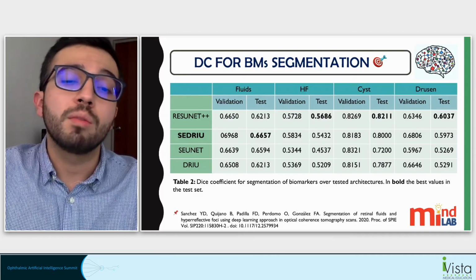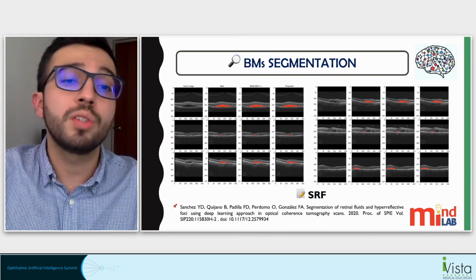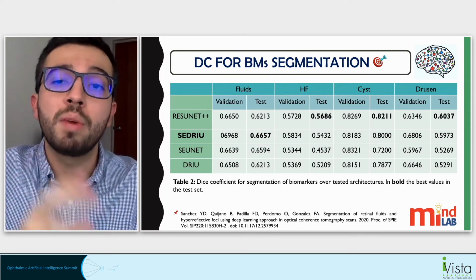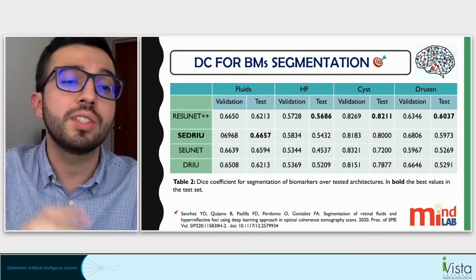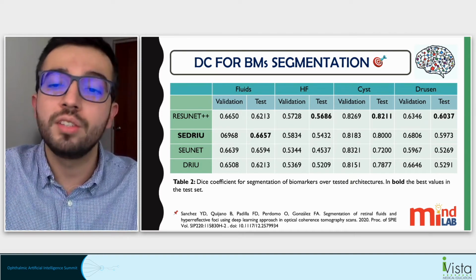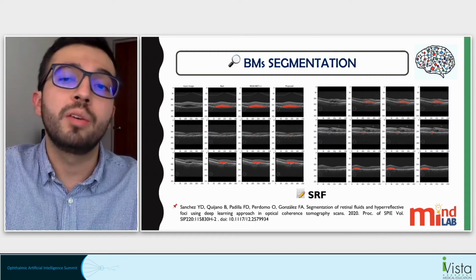So what about the results? This table shows the Dice coefficients for biomarker segmentation. And as we can see, the best performance was achieved by ResUnet and SEUnet convolutional neural networks.